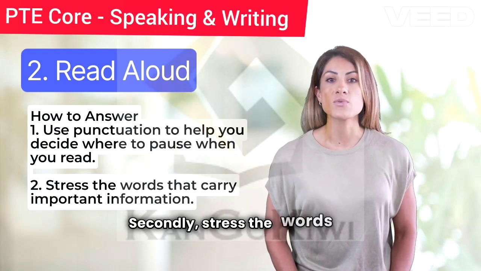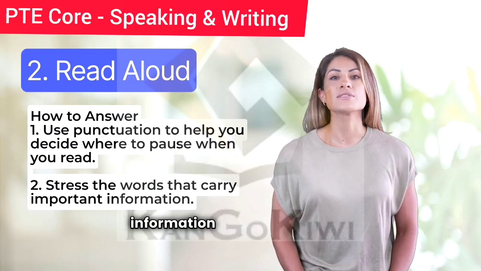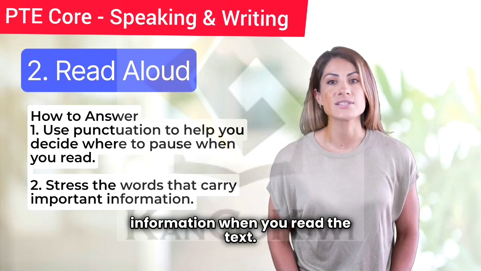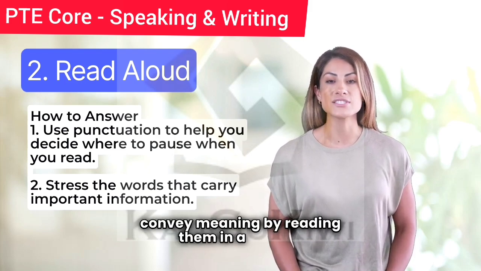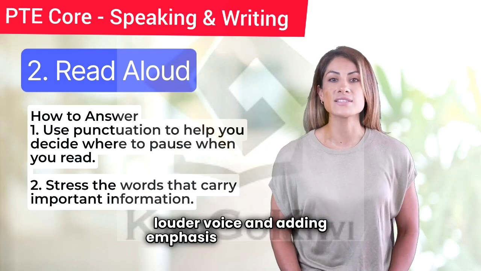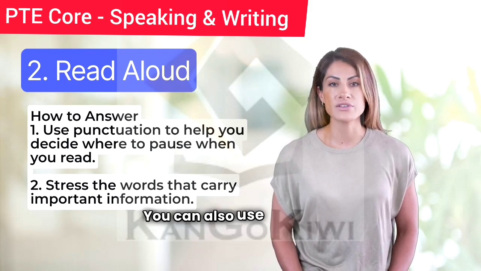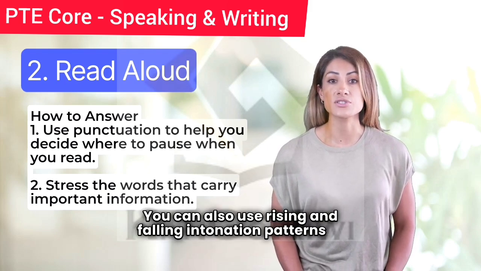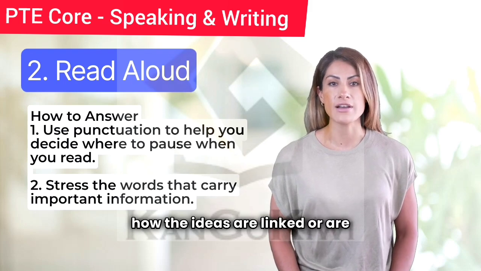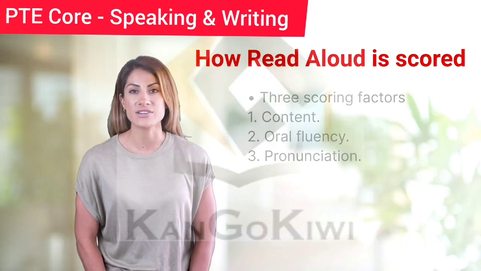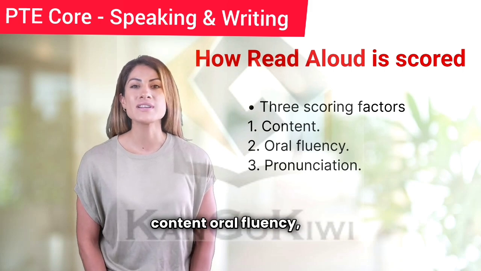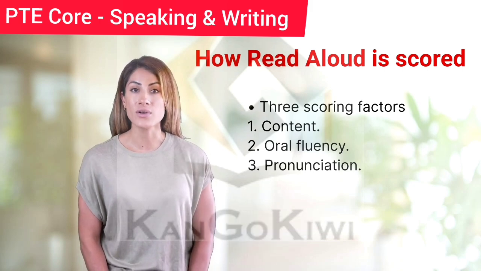Secondly, stress the words that carry important information. When you read the text, you should stress the words that help to convey meaning by reading them in a slightly louder voice and adding emphasis to key syllables. You can also use rising and falling intonation patterns to show how the ideas are linked or are coming to an end. Your score is based on 3 factors: content, oral fluency, and pronunciation.